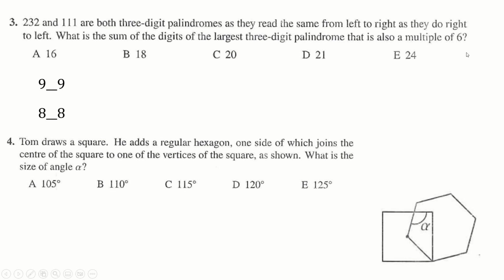Now, to be a multiple of 6, you have to be even, but you also have to be a multiple of 3. Multiples of 3 have a digit sum that's divisible by 3, so we can't put a 9 here because that would add to 25. But if we put an 8 here, that's 24, which is a multiple of 3, so therefore it's divisible by 6.